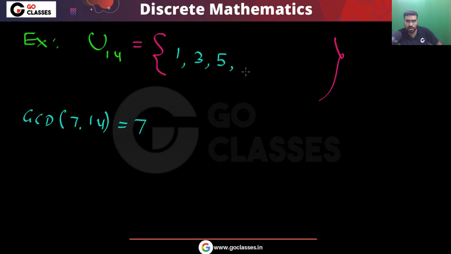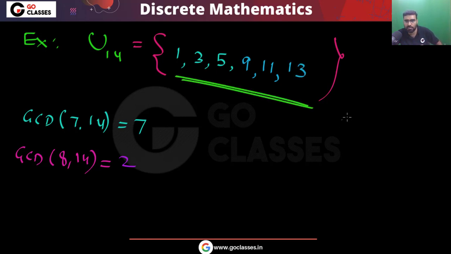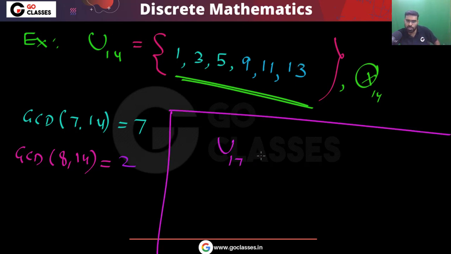What about 8? 8 is also not co-prime to 14, because GCD of 8 and 14 is 2. 9 is co-prime to 14. 10 is not co-prime. 11 is co-prime. 12 is not co-prime. 13 is co-prime. So this will be your U14. Remember, U14 under multiplication modulo 14 is an abelian group.